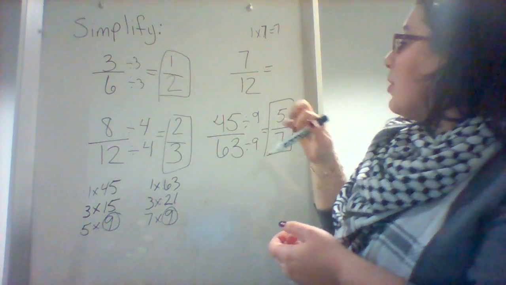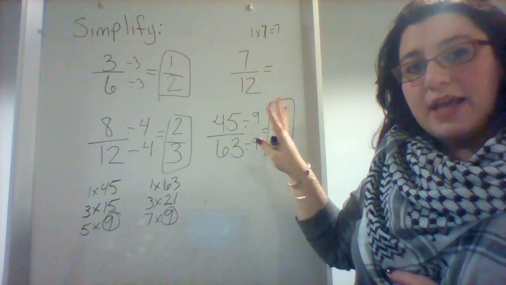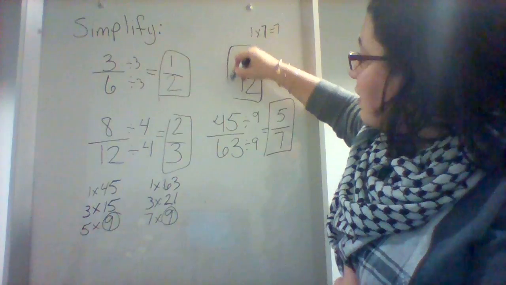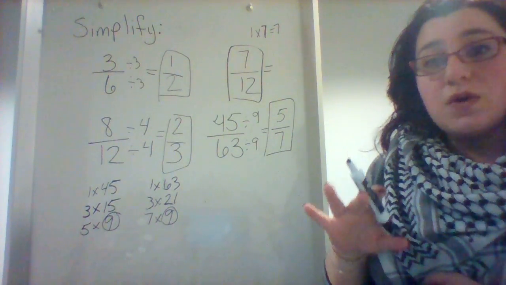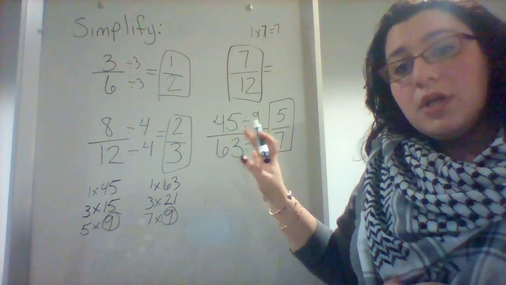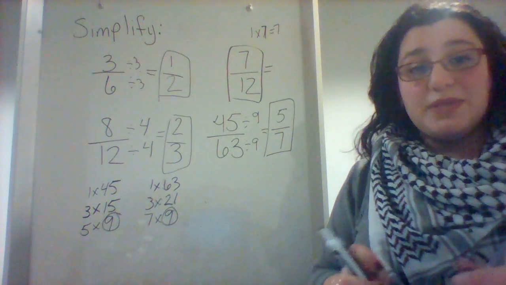7 is a prime number. But nothing times 7 is going to equal 12. That means I can't simplify it. And this is okay. Not all fractions need to be simplified, and that's okay. So as you're working out your problems in your book, if you notice that one of the four answers doesn't match, it may just be because it needs to be simplified.